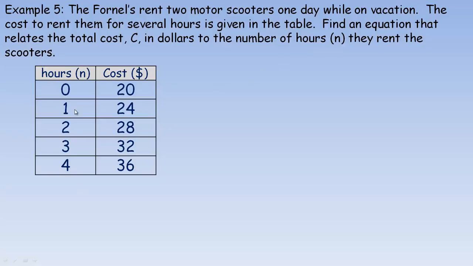So in this case, we're given the table. So 0 hours rented, it's $20. 1 hour is $24. 2, it's $28. 3, it's $32, etc. So we're going to calculate what are called the first differences here. From 20 to 24, it goes up by 4. From 24 to 28, it goes up by 4.